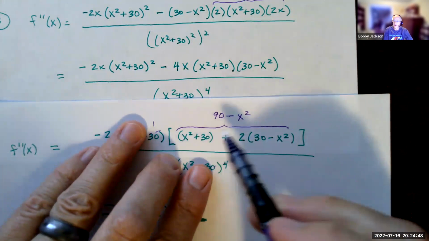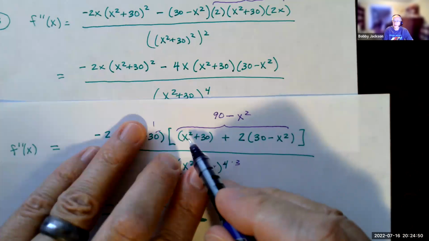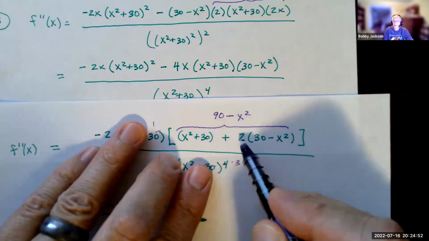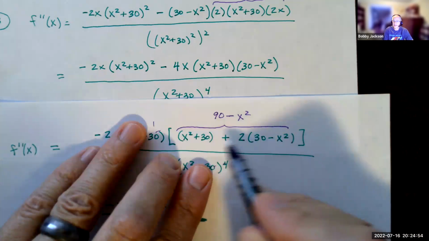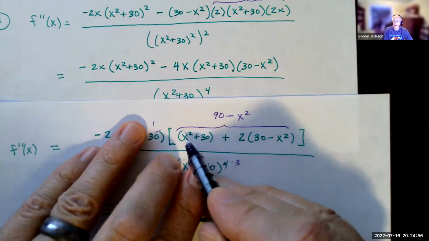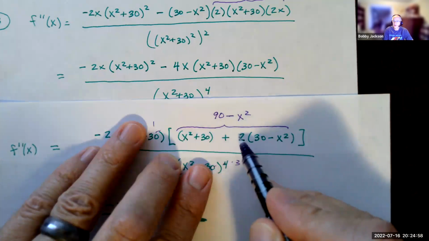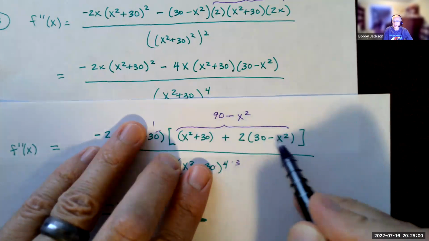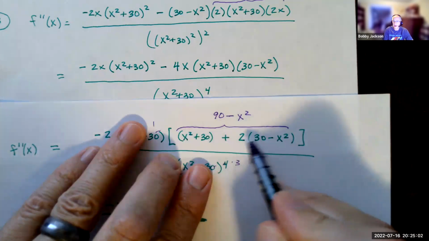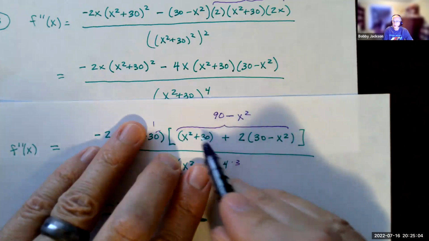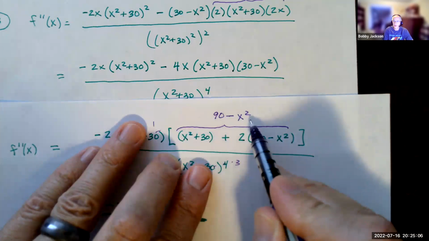Now, in the brackets, this stuff can be simplified, right? Because I've got 30 plus what? 2 times 30, this 60. 30 plus 60 is 90. And I've got x squared plus 2 times negative x squared is negative 2x squared. x squared minus 2x squared is negative x squared. So this all simplifies down to 90 minus x squared.